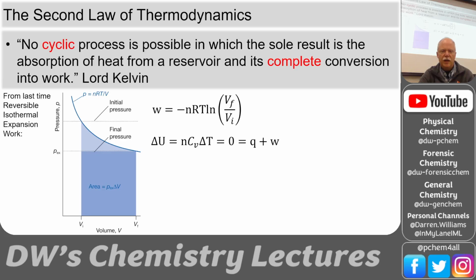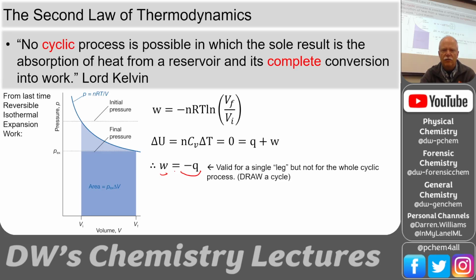And then we can also calculate with the first law here that delta U is equal to Q plus W, and energy is neither created nor destroyed. And so what we see with this process is that work is equal to minus heat. And so heat goes into the system, work comes out of the system. That seems to violate the second law of thermodynamics.